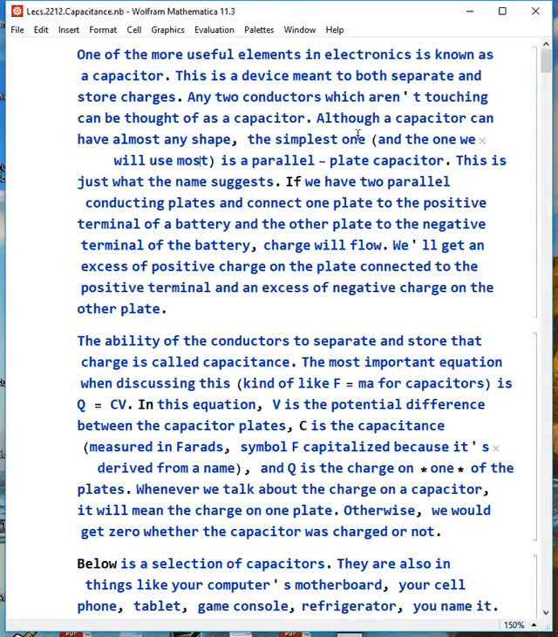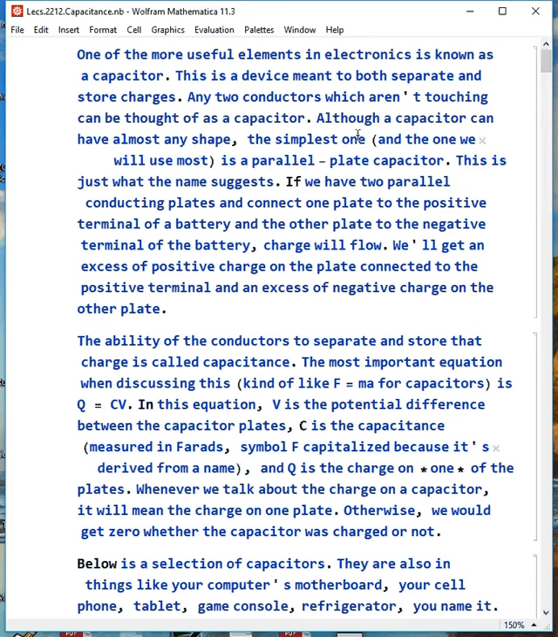One of the more useful elements in electronics is a capacitor, and its purpose is to both separate and store charges. Anytime we have two conductors that aren't touching, we can think of them as a capacitor. And there may be situations where we don't really want something to be a capacitor, but it acts like one anyway. The capacitor can have any shape, but the simplest one and the one we'll use the most is a parallel plate capacitor, which is just what it sounds like.